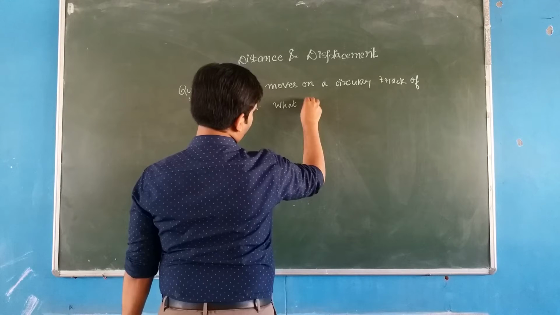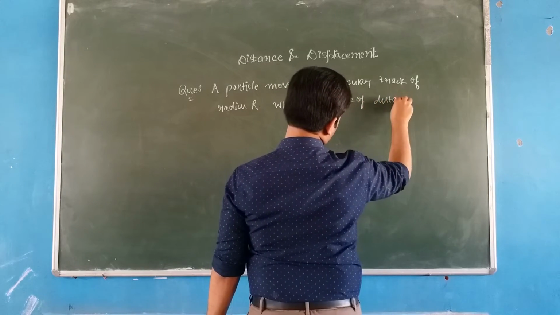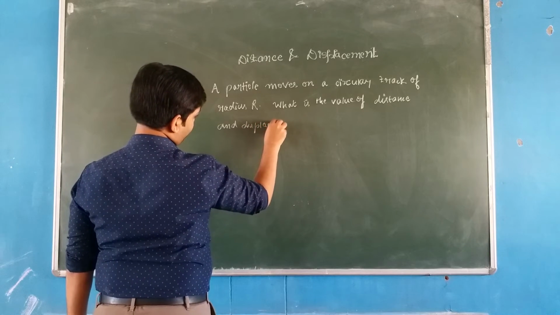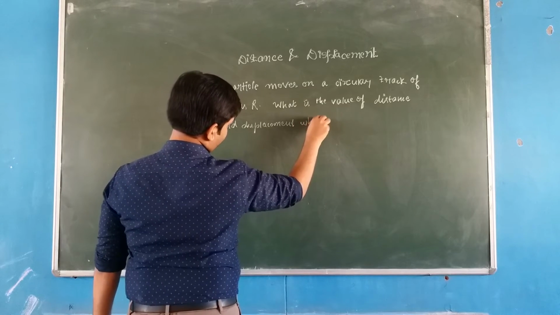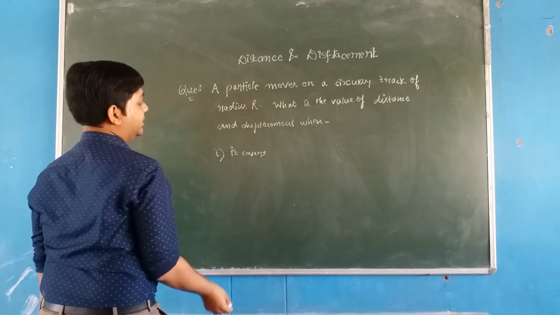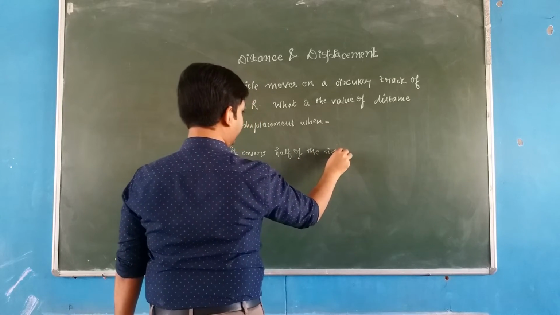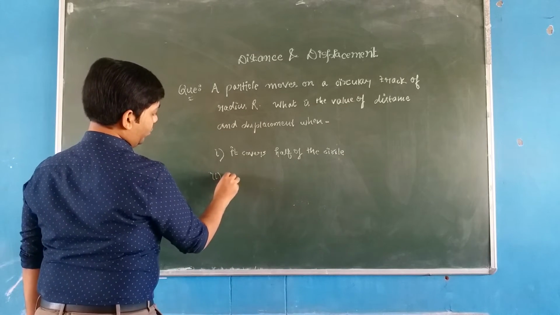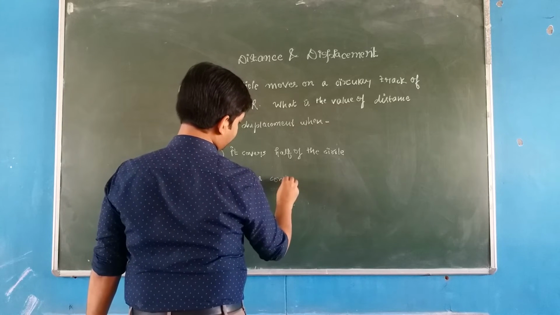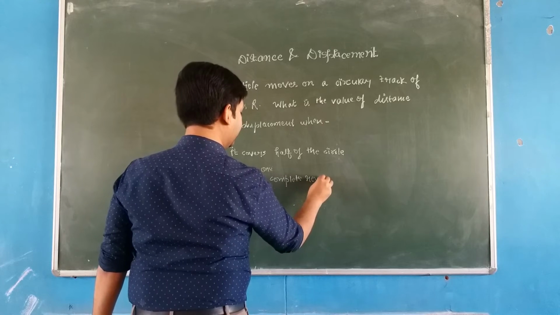What is the value of distance and displacement when, first part, it covers half of the circle, and the second part is when it covers one complete revolution?